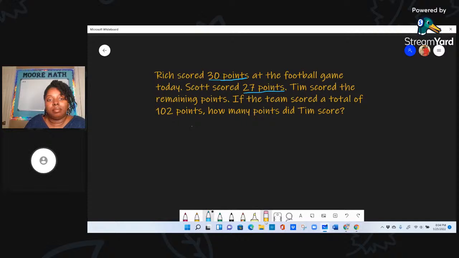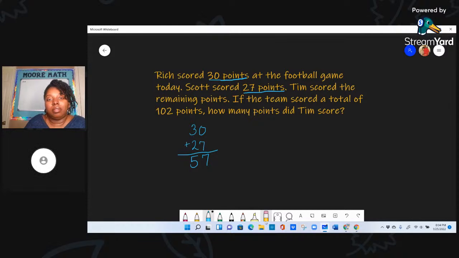Because if the team scored a total of 102 points, they would have to add the 30 and 27 together to get the amount of points in all. Okay, and what would you get? 57. Okay, and then what? Then count the amount more you need for the total amount of the points for how many Tim got. Good. Okay, what was the key word here that let you know you needed to subtract for Tim?